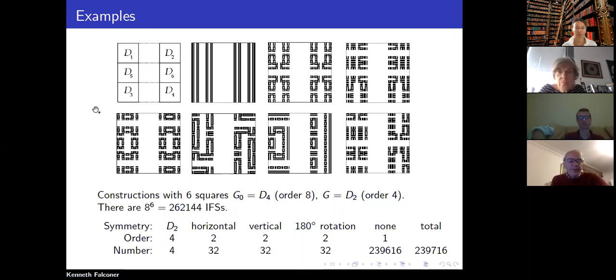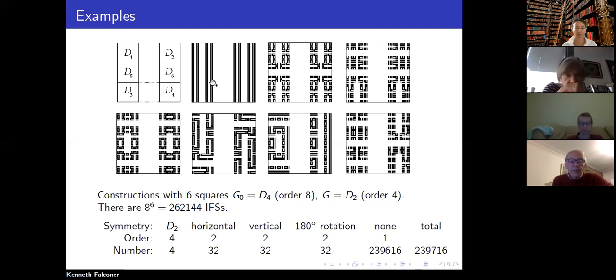And in this setup, the large group I was referring to before, G0, is the dihedral group D4, simply the symmetry group of the square. And now the smaller group is D2, the group of order 4, because you can map the union of these 6 squares onto itself by the identity, by a vertical reflection, a horizontal reflection, or a 180-degree rotation. So the smaller group is of order 4. And so one can look for attractors where the symmetries are subgroups of D4. And here are some examples.